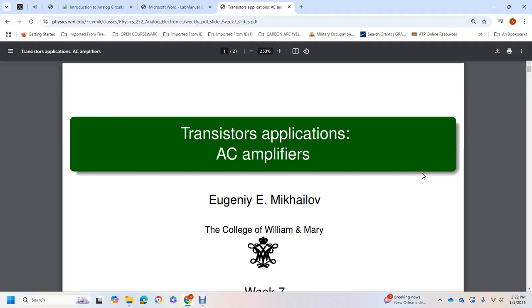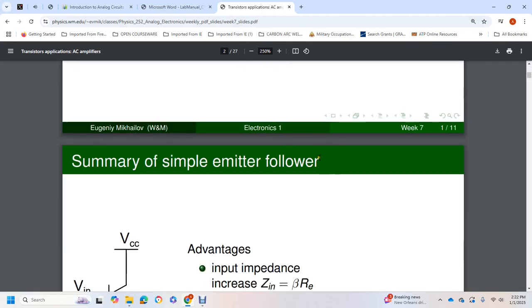Transistors Application: AC Amplifiers, Eugene Melkoff, College of William and Mary, Week 7.